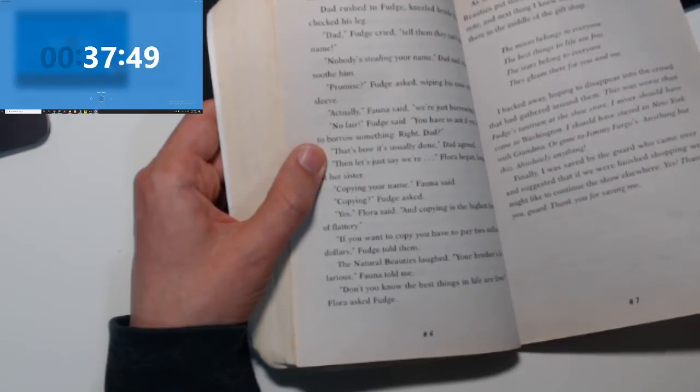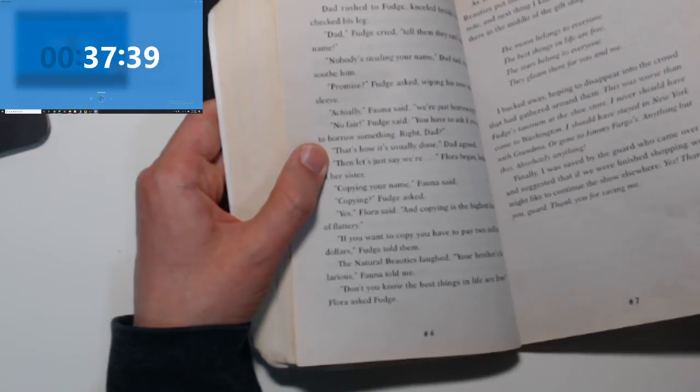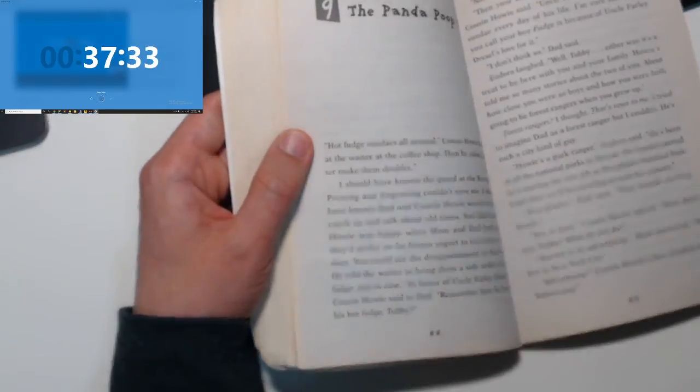Finally, I was saved by the guard who came over and suggested that if we were finished shopping, we might like to continue the shop elsewhere. Yes, thank you, guard. Thank you for saving me.